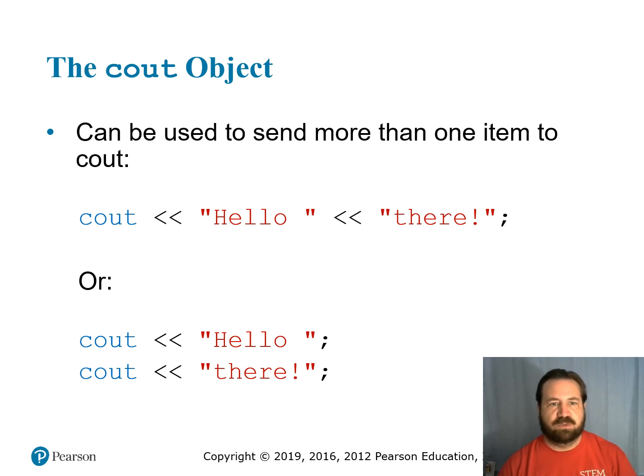It can be used to send more than one item to cout at a time. Okay, we can have a string of cout insertions in one line. This takes hello and there and smushes both of them into cout in order, so it'll put out hello first and then there. This would be equivalent to writing cout hello on one line and cout there on another line. Once we have a semicolon, we stop allowing you to add more less-thans. We have to say cout again.